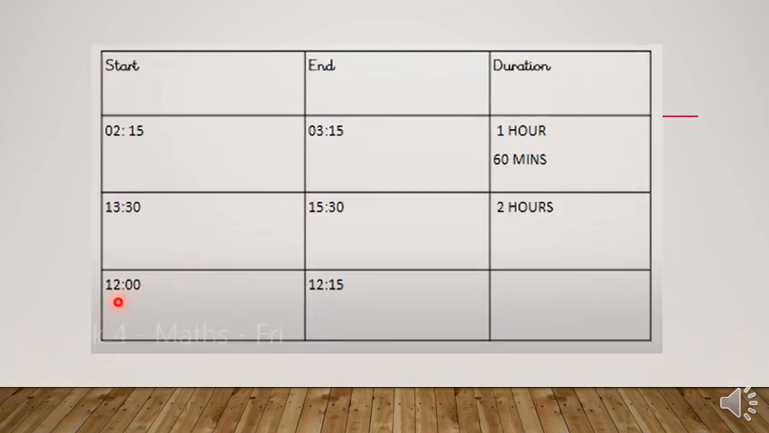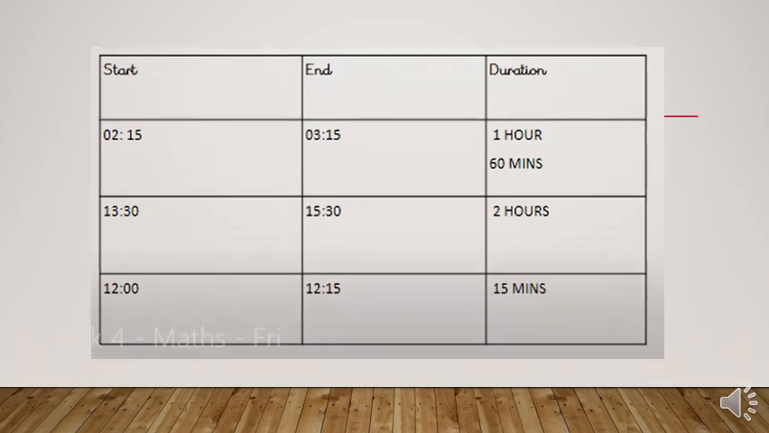If we look at the final one here, we can see that the hours at the start time is 12 and at the end time is also 12. The only thing that's changed this time is the minutes. Here there are no minutes, and here there are 15 minutes. Between 0 and 15 is 15 minutes, so the duration of this is 15 minutes.